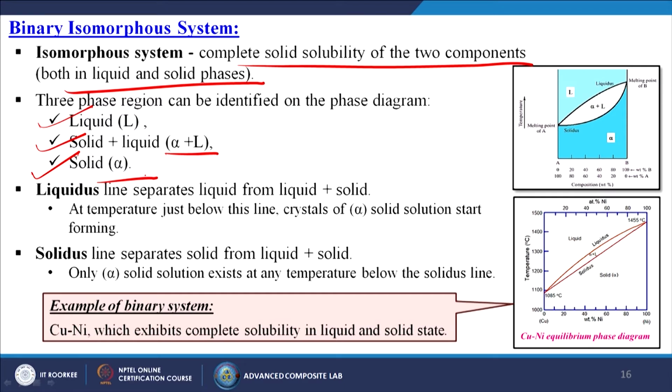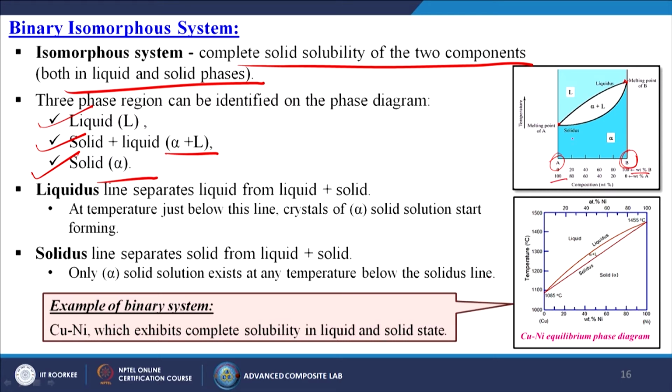So, in this particular case there are two materials, A and B. The melting temperature of A is here and the melting temperature of B is here, which is higher than that of A. In this case, the weight percent of B is increasing. So, the B point is 100% B and the A point is 100% A.